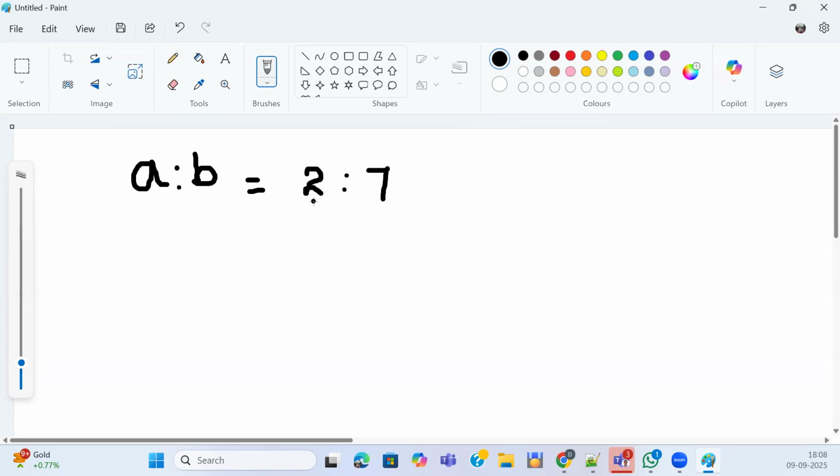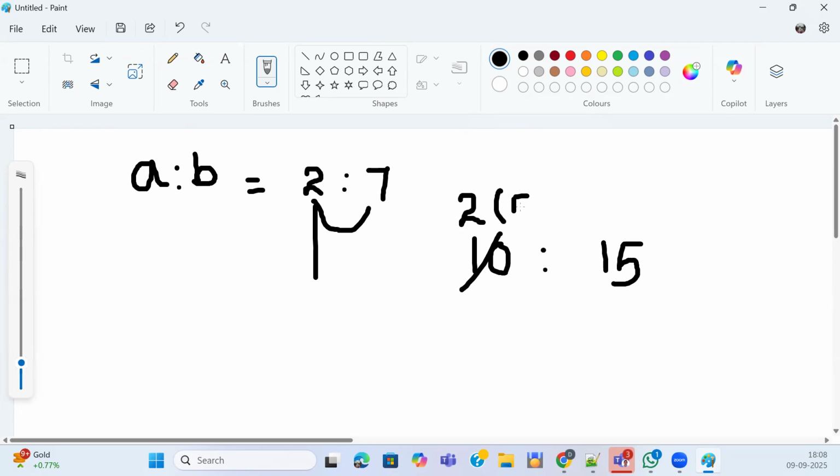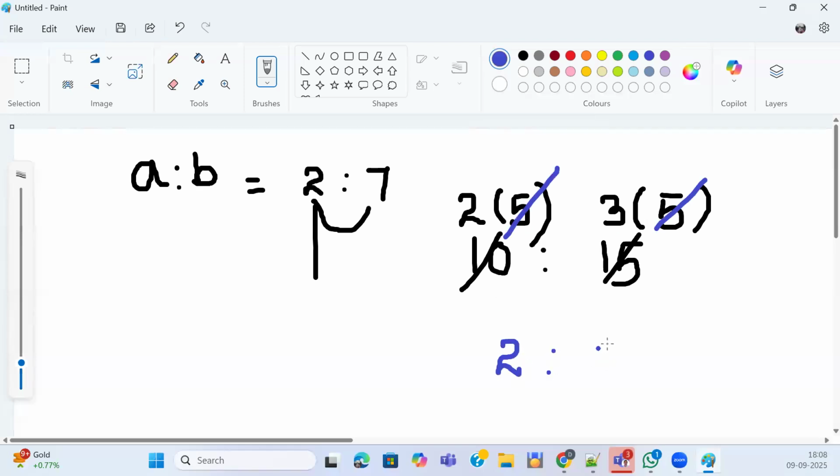So what does A is to B equal to 2 is to 7 mean? See, for example, let us take 10 and 15. What is the ratio of 10 and 15? 10 is nothing but 2 into 5, and 15 is nothing but 3 into 5, right? Please understand this concept clearly. You will cancel the 5s, then you will say the ratio is 2 is to 3.